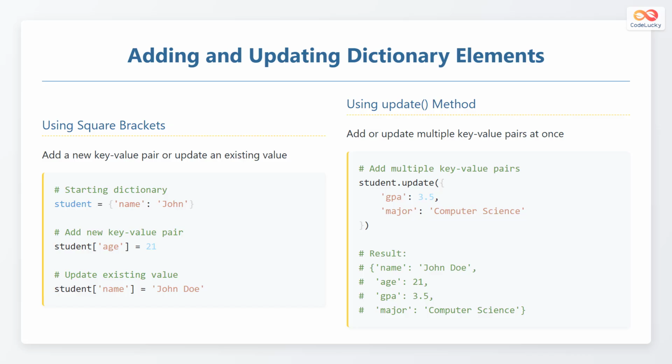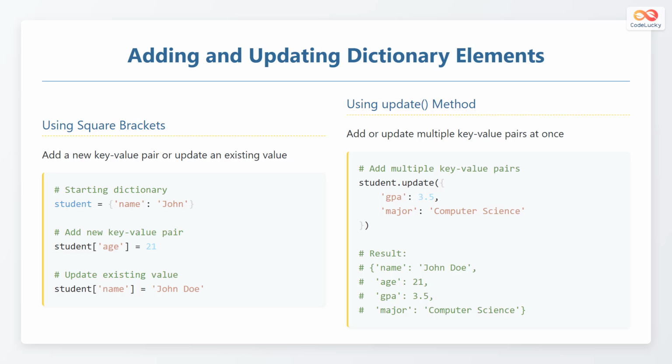Next, let's see how to add and update elements in a dictionary. You can add a new key value pair or update an existing value using square brackets. To add multiple key value pairs at once, or to update existing ones, you can use the update method. Let's look at the code snippets on the slide to understand this better.